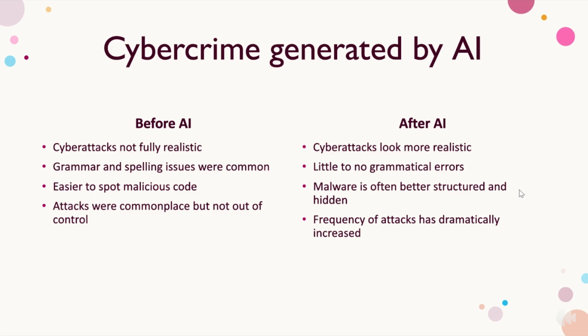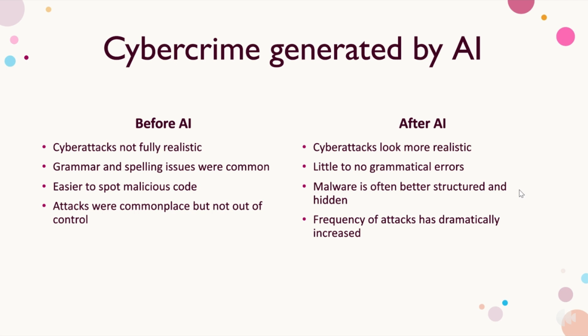Malicious code was also rather easy to spot by users and antivirus systems. And then, of course, attacks were commonplace, but they weren't out of control. It was expected that you were going to come across an attack at some point, but they weren't out of control. However, since the introduction of generative AI, things have changed. Cyber attacks through generative AI have begun to look much more realistic, as attackers are using this tool to better optimize the content that they are using to carry out cybercrime.